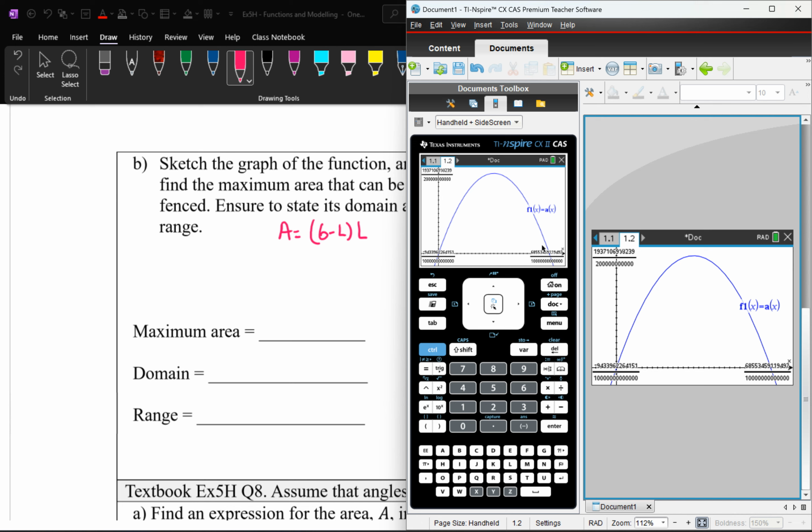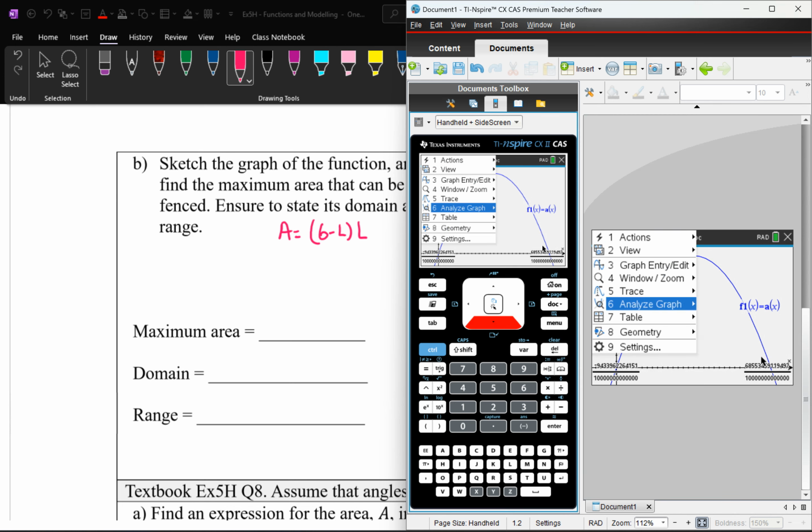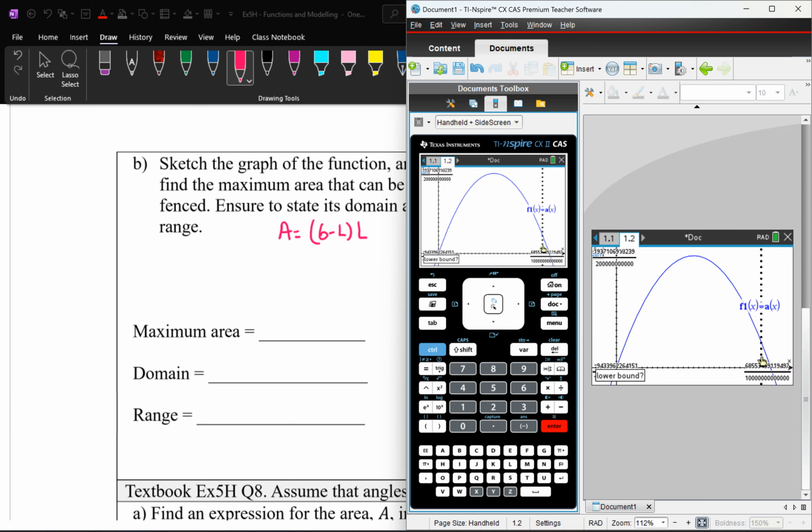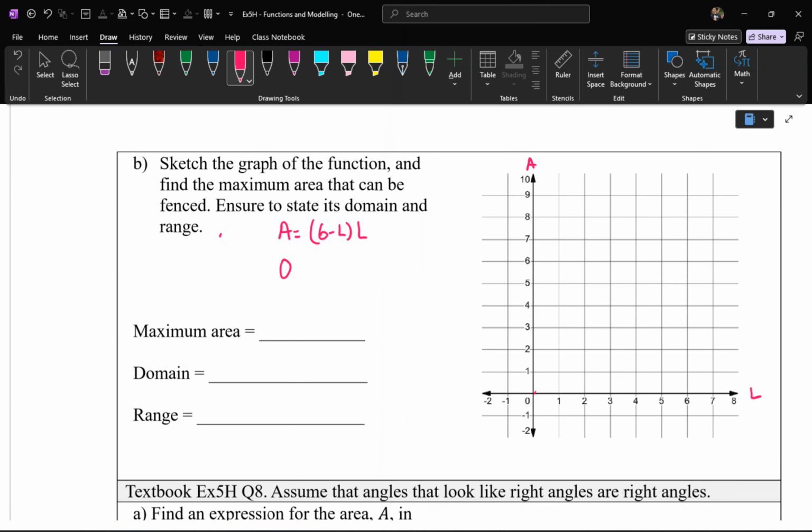Yeah, you do 0. So there's two ways. You go menu, analyze, zero, go to the left of it, click once, go to the right of it, click once, and we can see it's 6, 0. Which makes sense, because if you look at the equation and you did it algebraically, when area equals 0, you got 6 take away L times L. Using null factor law, L could equal 0, or 6 minus L could equal 0, and you can see that L equals 6 as well.